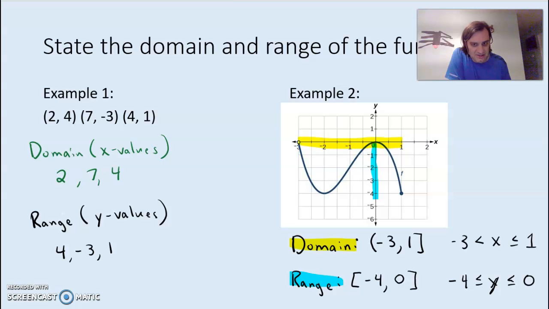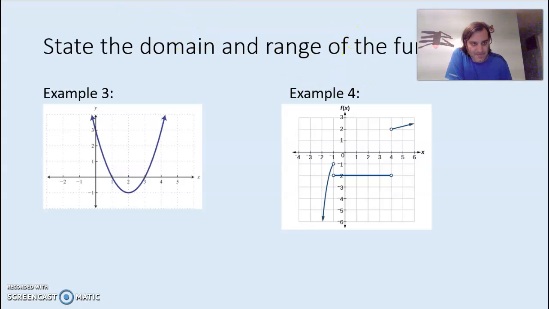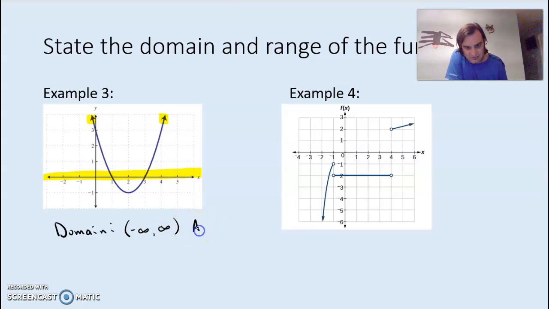So let's do one more example with the domain and range from a graph. Here's another set. In the first one here, we have a parabola. It looks similar to an x squared. You may not know much about that yet. But what you can see is these little arrows at the end, meaning, of course, it goes up forever, but it also comes out forever. So that domain, when we talk about the x values, is going all the way to the left forever and all the way to the right forever. So we could say that is -infinity to +infinity, or all real.